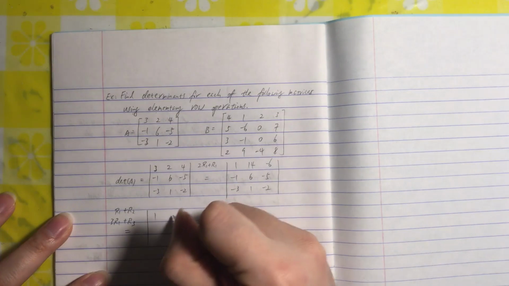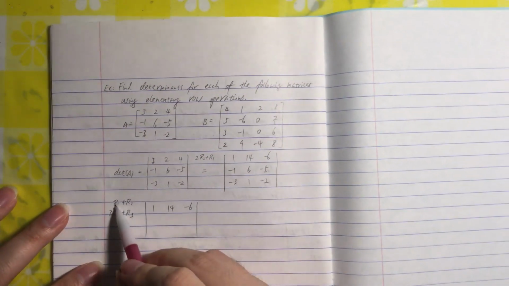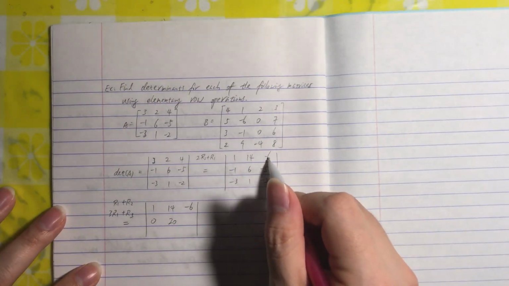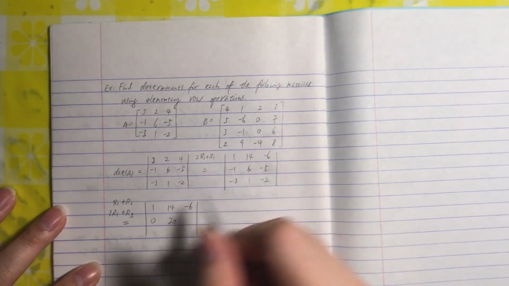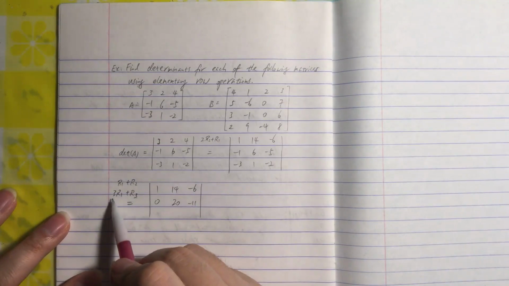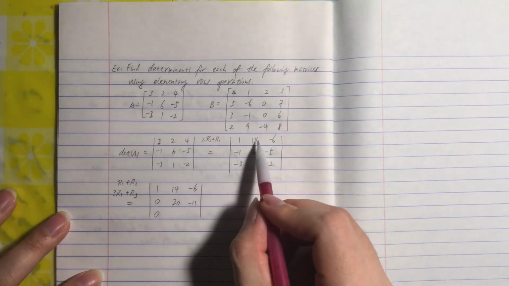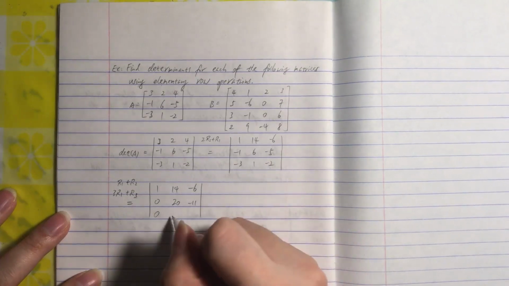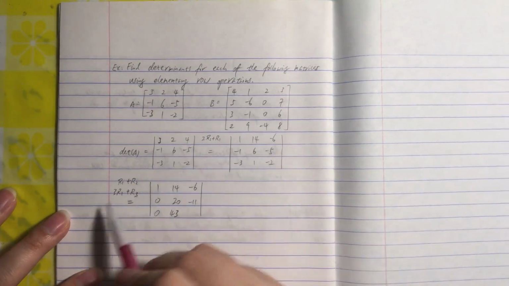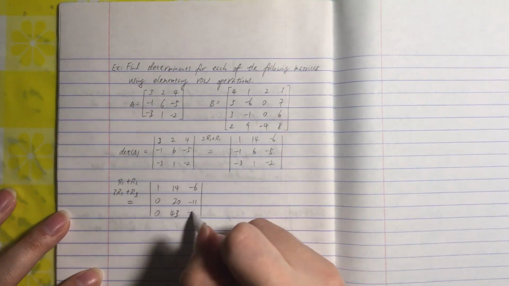So first row stays the same: 1, 14, -6. Add the first row to the second row, I get 0, 20, that's -11. Then multiply the first row by 3, add it to the third row, I get 0. 3 times 14 is 42. 42 plus 1 is 43. Next, 3 times -6 is -18. -18 plus -2 is -20.